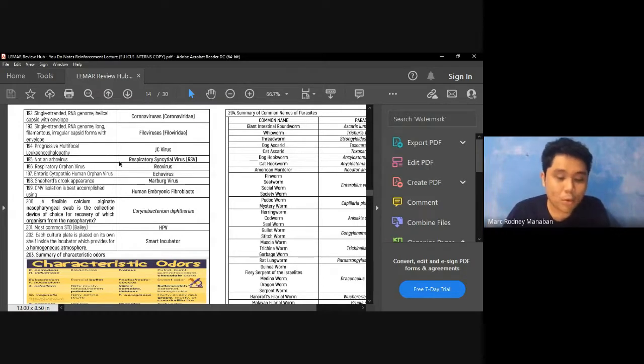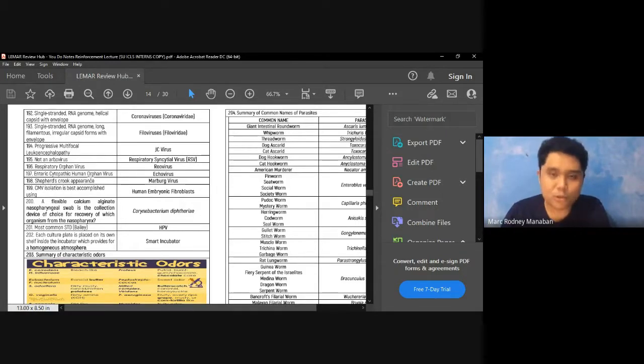185, this is the number one question sa akong board exam sa microparasitology. Which of the following is not an arbovirus? The choices are Zika, Chikungunya, Dengue, and RSV. Remember itong CMV. But the answer is, of course, not an arbovirus, that is your RSV. When you say arbo, it means arthropod-borne.